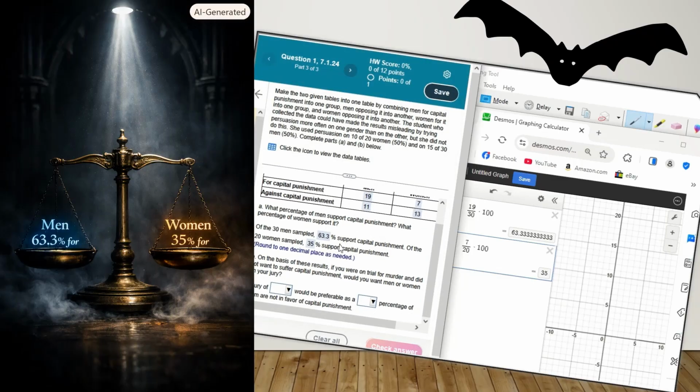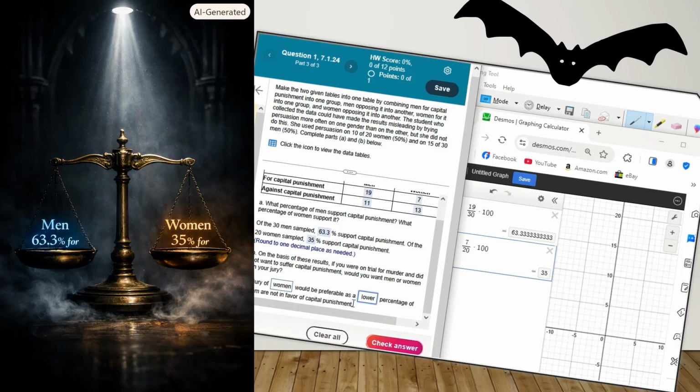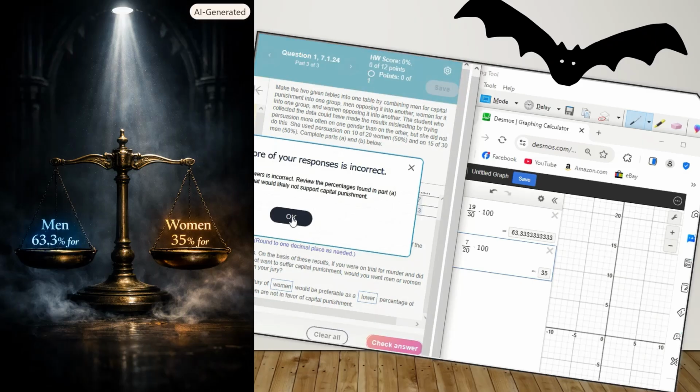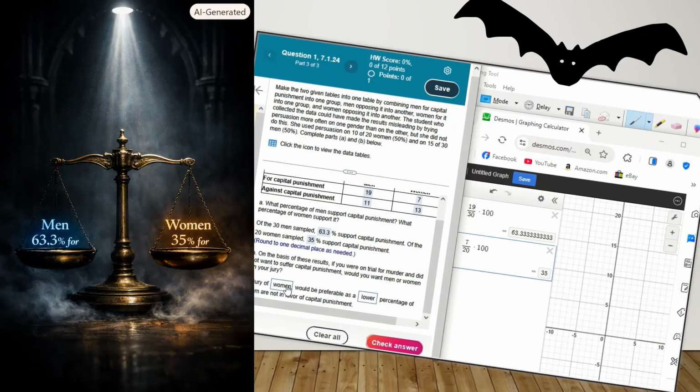So on the basis of these results, a jury of women would be preferable, right? Because a lower percentage of them are in favor. So as it says, if you were on trial for murder, so if you're ever in this situation, I hope you're not, but if you are in that situation, especially in Texas, you would want, based upon these results, this sample, a jury of women as opposed to men. A jury of women would be preferable as a lower percentage of them are in favor.